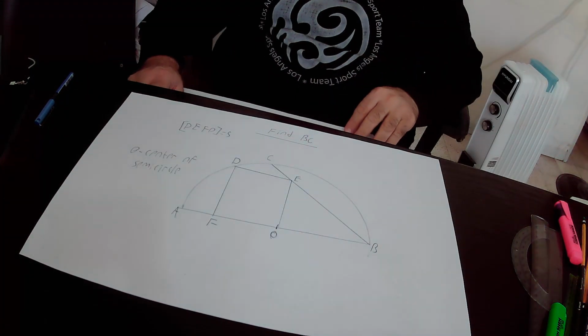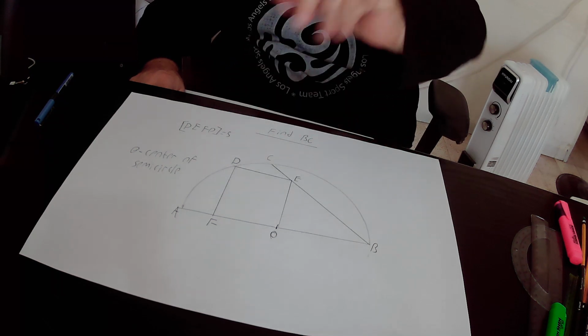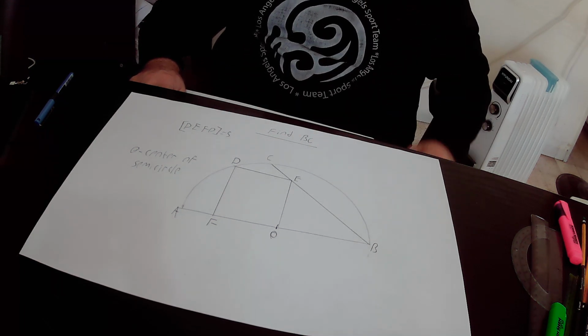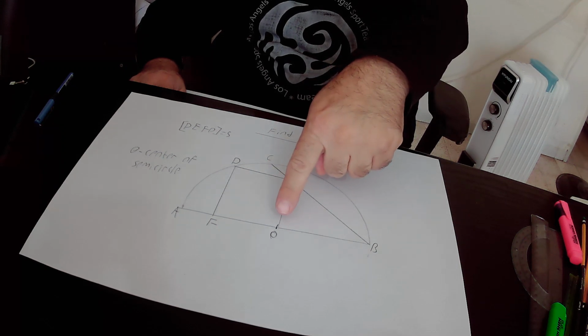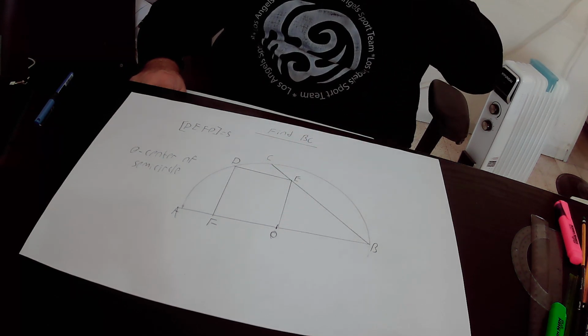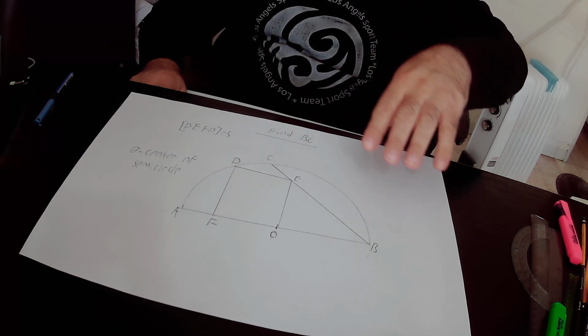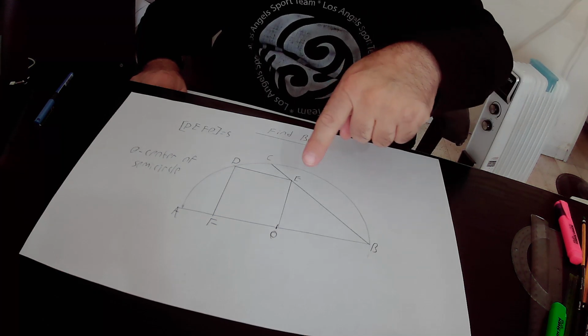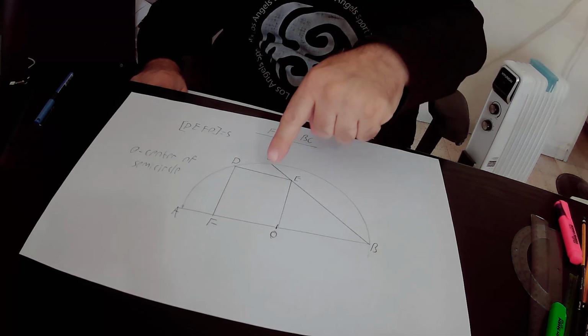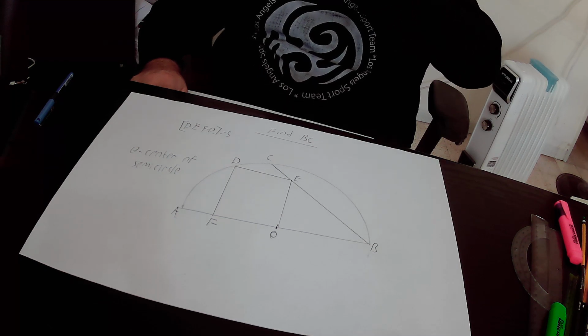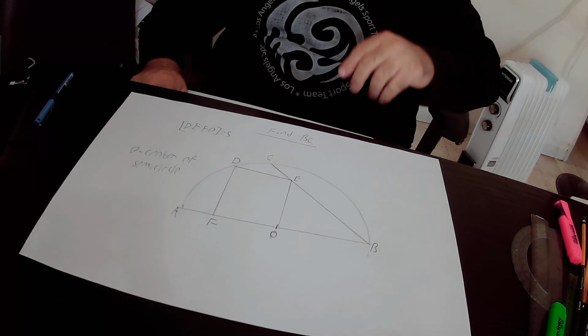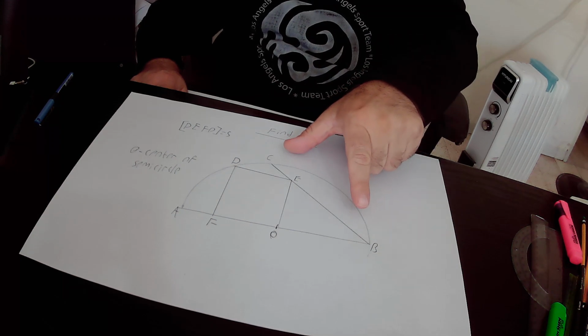Now, in this lecture, we find out the length of chord CB. In the drawing, we have a semicircle. We know that the center of this semicircle is at this point, point O. Inside the semicircle, we have square DEFO, and we know that the area of this square is equal to 5 square units. Our mission is to find out the length of this chord called CB.